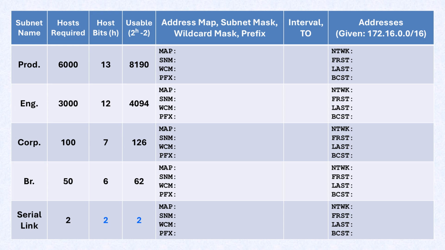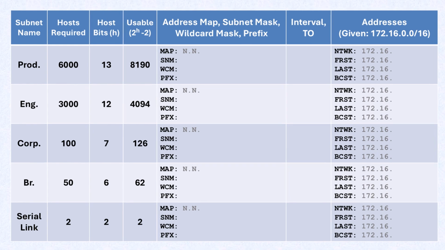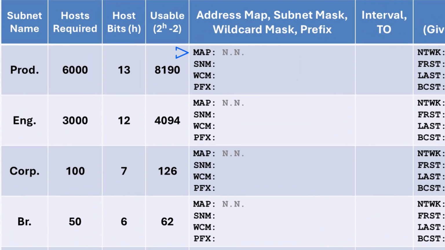Since we are subnetting a Class B address, let's go ahead and place 2 uppercase N's for all address maps. Similarly, let's record the value of the classful octets in the addresses as they will not change. Going back to the production subnet address map, let's record 13 host bits. Then backfill with enough subnet bits to account for 32 bits.